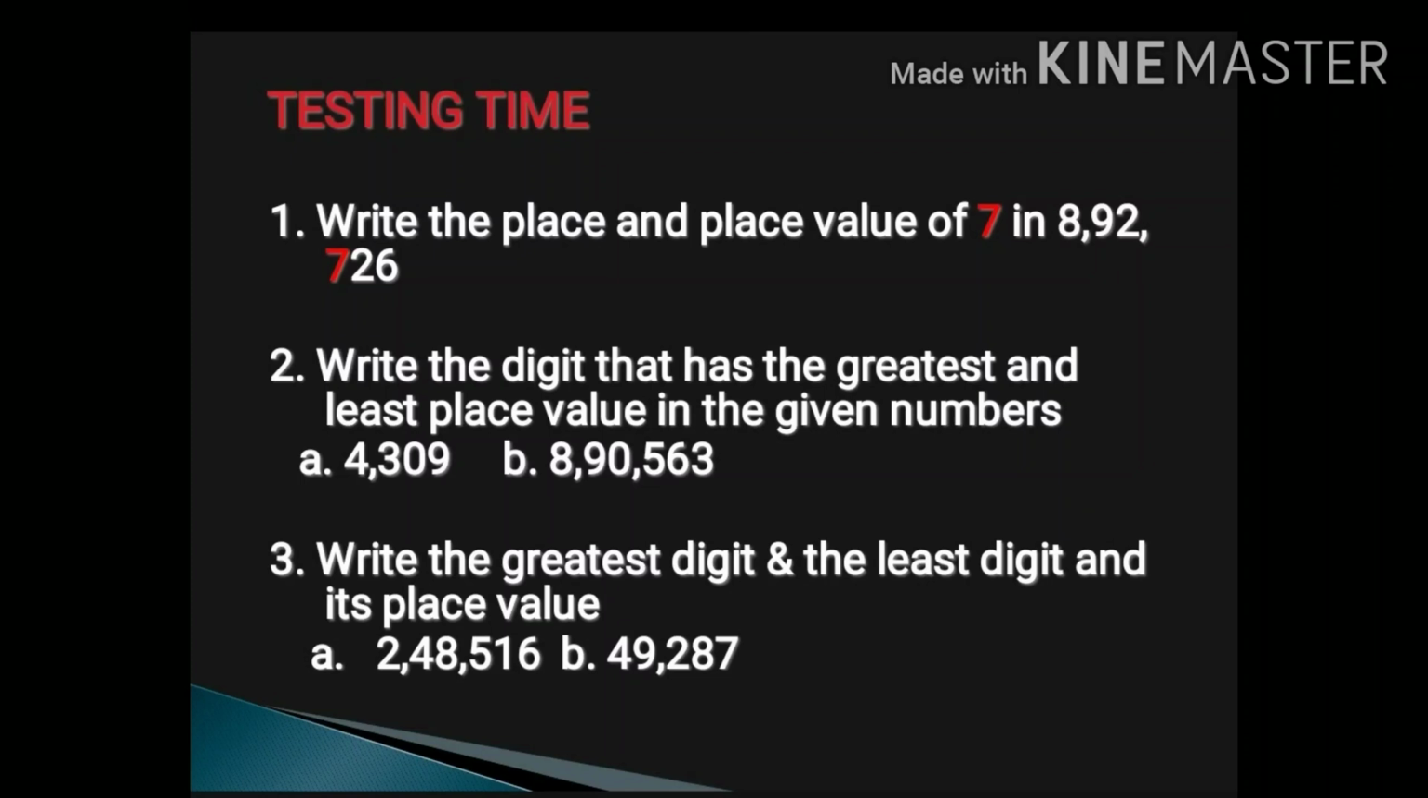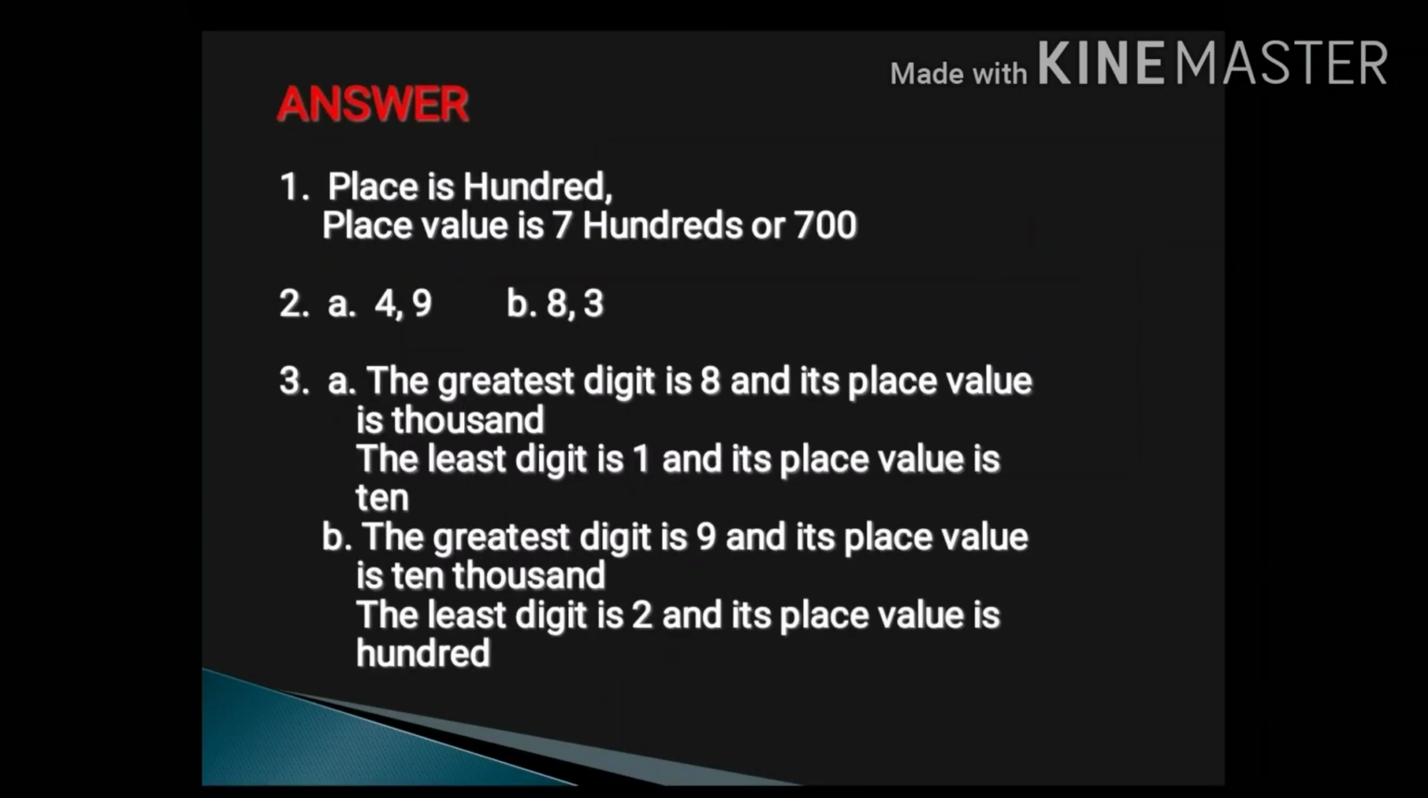First sum is 2,48,516. The next sum is 49,287. Check your answer. Answer for the first one is, place is 100, place value is 7 hundreds or 700. Second sum answer is A 4, 9. B sum is 6 and 3.